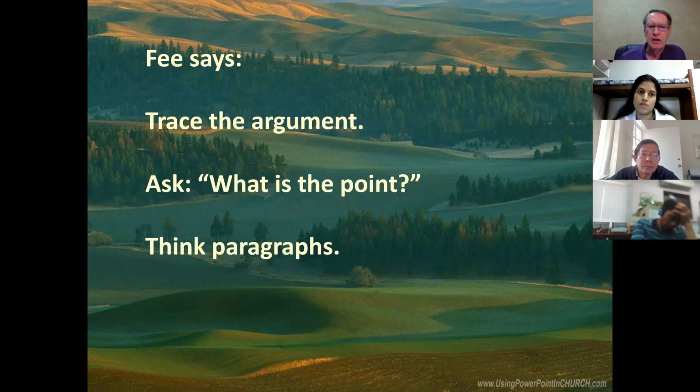And Fee says, think paragraphs, not verses, not phrases, not single words, but paragraphs. Paragraphs are going to be your basic building block for understanding scripture. Okay? Not isolated verses.